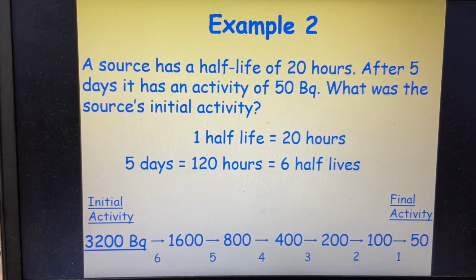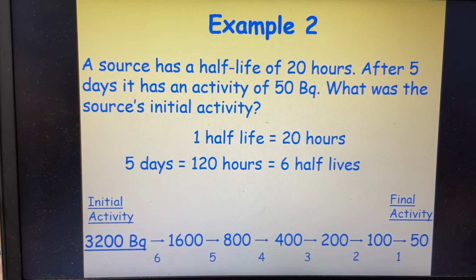Now, I've done it working back the way across the page. You could have just done it starting from the left-hand side and do 50 and double it each time. I just prefer to always have the initial at the left-hand side and the final at the right-hand side. Okay, guys, so that's all. It doesn't matter if you've done it the other way around, okay?